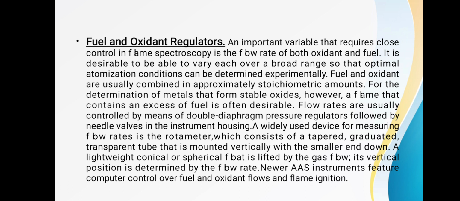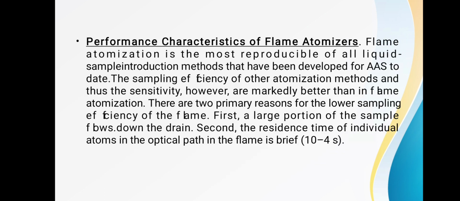Flow rates are usually controlled by means of double diaphragm pressure regulators followed by needle valves in the instrument housing. A lightweight conical or spherical bed is lifted by the gas. Its vertical position is determined by the flow rate. Newer AAS instruments feature computer control over fuel and oxidant flows and flame ignition.